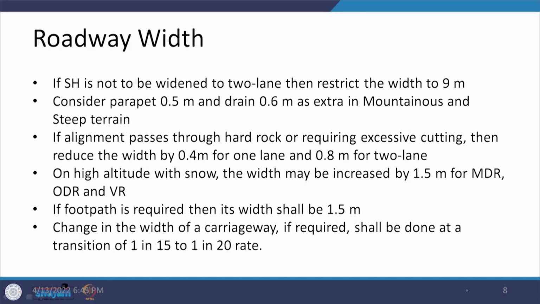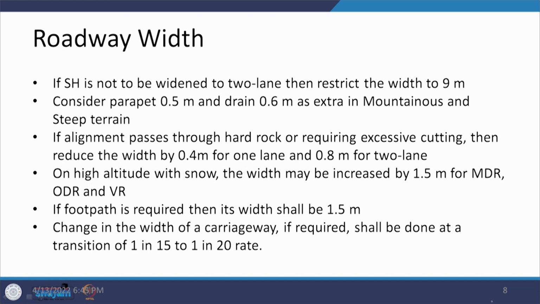Very first thing is that if you have a state highway and this is not going to be widened to a two lane, it is started with a single lane system, then the width can be restricted to 9 meters only instead of 12 meters. Then the parapet is usually considered as 0.5 meters and the drain is 0.6 meters, and if your road is in the mountainous and steep terrain, then they are exclusive of the width which we have talked.